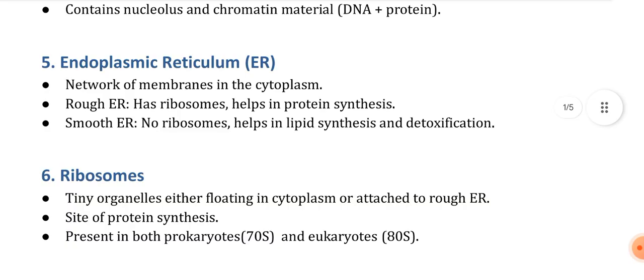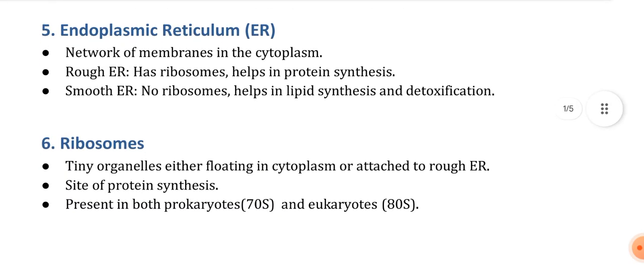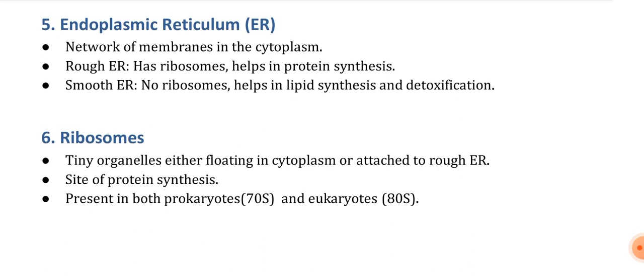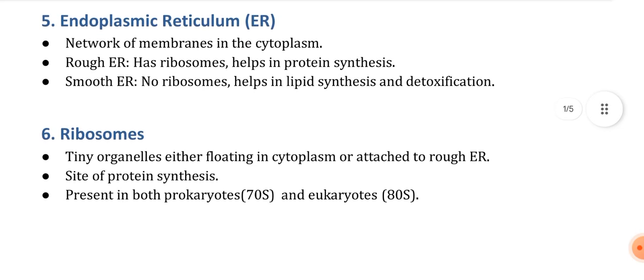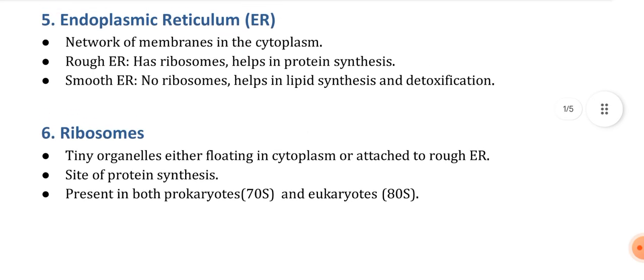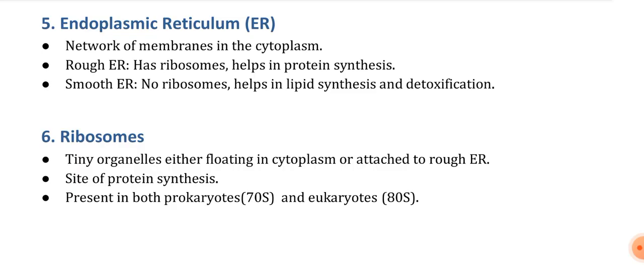Endoplasmic reticulum, in short ER, is a network of membranes in the cytoplasm. I have told you that these are basically the extensions of nuclear membrane. Rough ER has ribosomes, that is why it is rough, and it helps in protein synthesis. Why does it help in protein synthesis? Because the presence of ribosomes helps in the work, and the ribosomes' function is to synthesize protein. Smooth ER has no ribosomes, helps in lipid synthesis and detoxification. That means the removal of toxic substances from the cell. So they accumulate the toxic substances inside them.